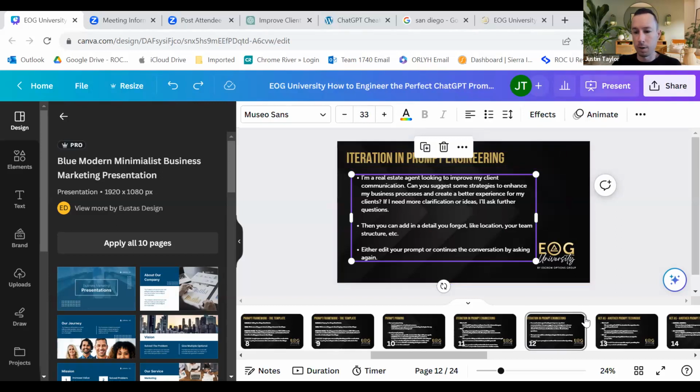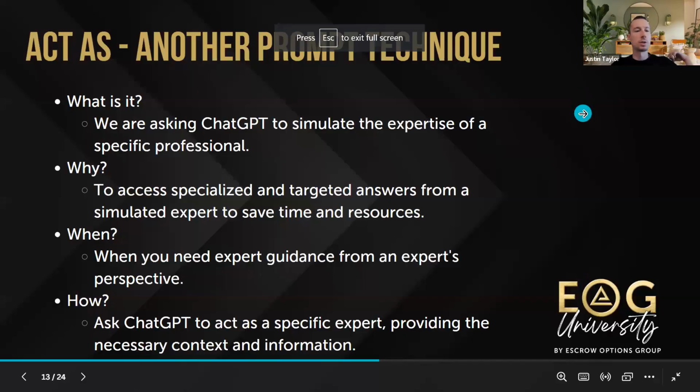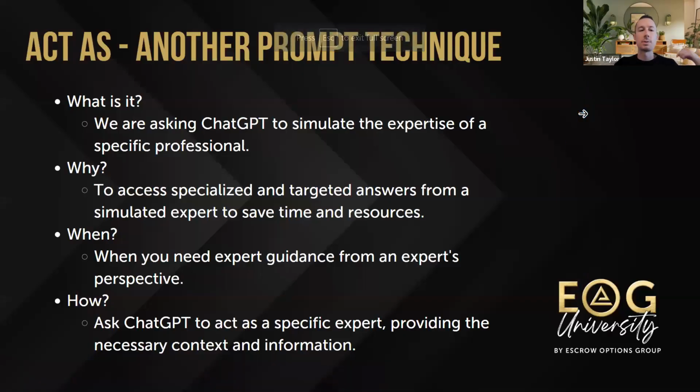So let's come over here. Act as. We talked a little bit about this earlier. Asking ChatGPT to act as whatever profession, right? We're asking ChatGPT to simulate the expertise of a specific professional. Obviously, legally, we need to make sure that we're not giving advice outside of our scope. Just want to be clear on that.